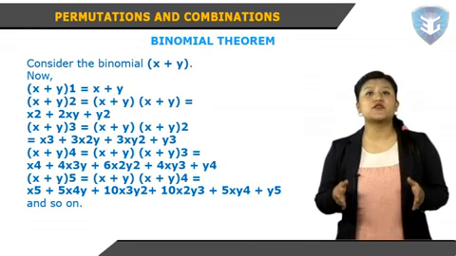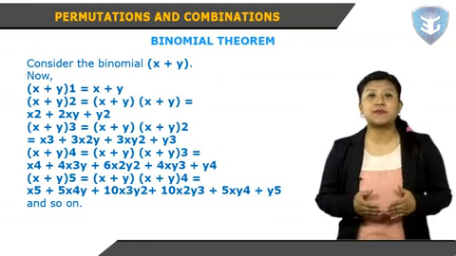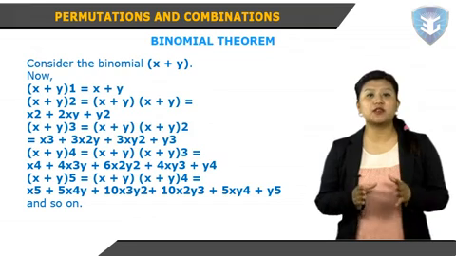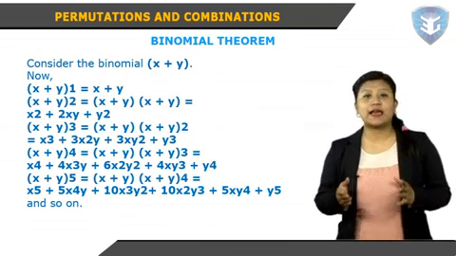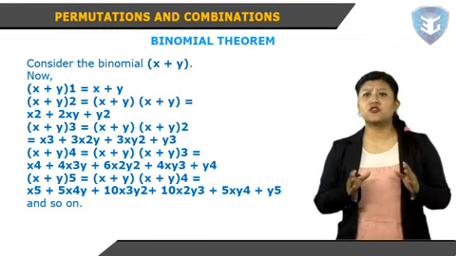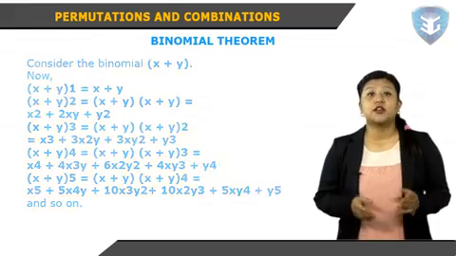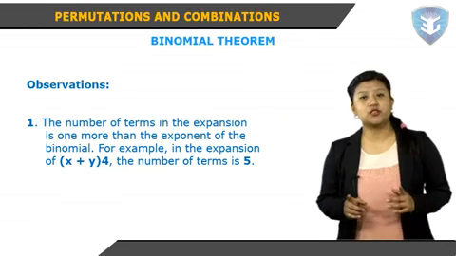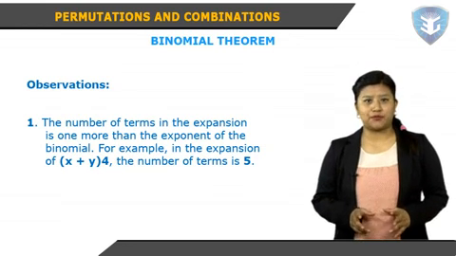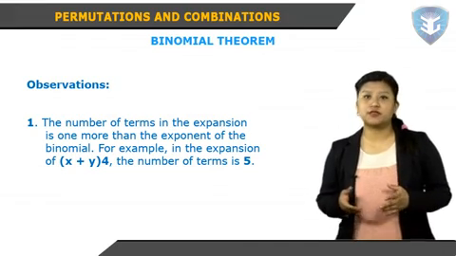Note that in each of the above expansions, we have written the power of a binomial in the expanded form in such a way that the terms are in descending powers of the first term of the binomial, which is x in the above examples. If you look closely at these expansions, you would also observe the following. The number of terms in the expansion is one more than the exponent of the binomial. For example, in the expansion of (x + y)^4, the number of terms is 5.